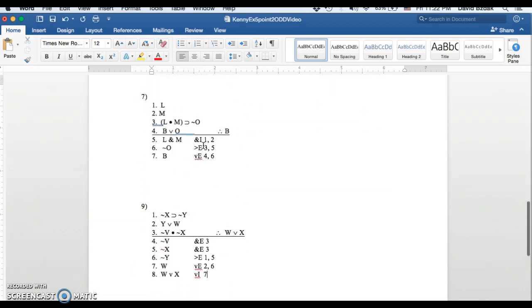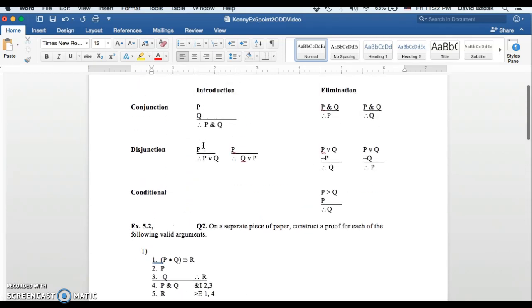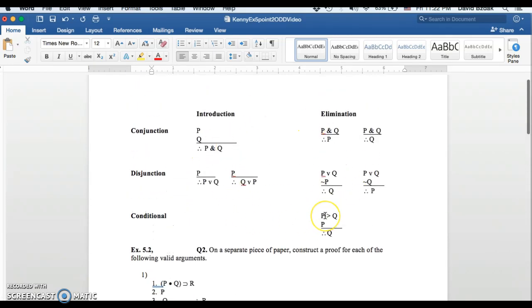Alright, so that's 5.2. Again, it uses these 5 rules. I'll post 5.3 soon that will introduce conditional introduction and maybe some other rules. No, I think just conditional introduction.